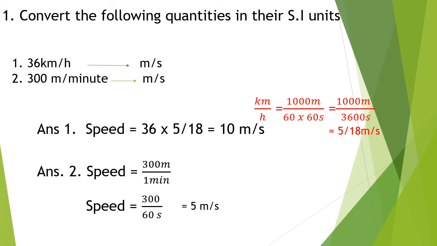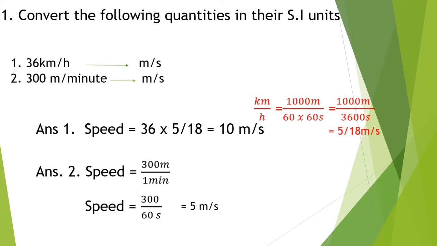Second question, 300 meter per minute. So in the numerator, distance is given in meters. There's no problem in it. But the time is given in minutes. So you have to convert that minute to seconds. So 300 by 60 seconds. 1 minute is 60 seconds. So when we divide it, we get the answer as 5 meter per second.